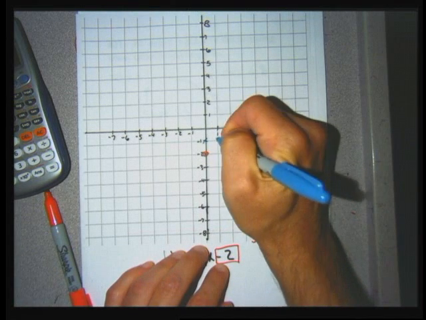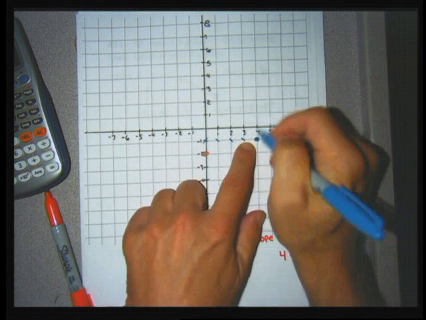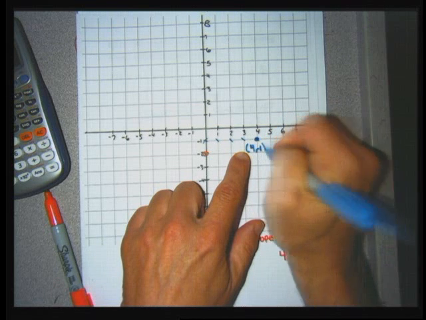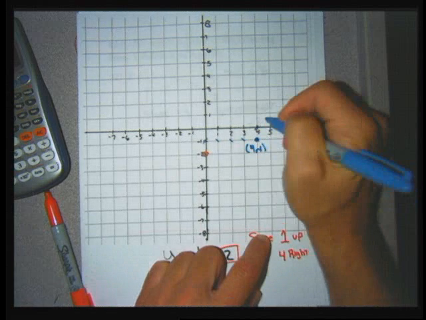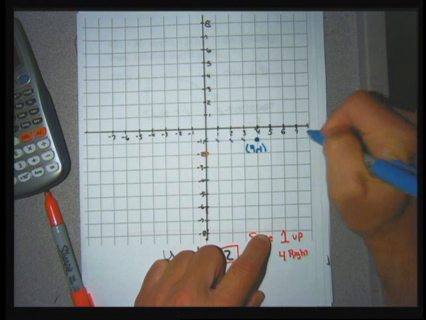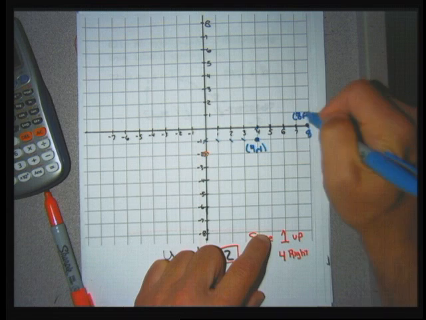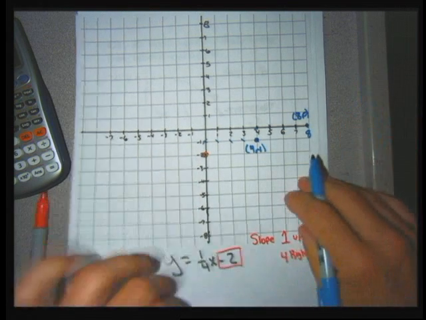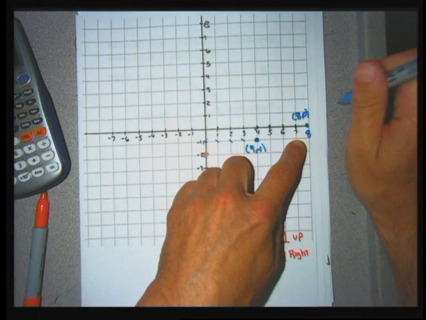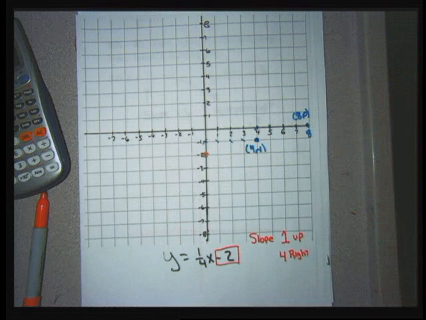So up 1, right 1, 2, 3, 4. Get to another point on the graph, which is going to be the point 4, -1. I'm going to do this again. I'm going to go up 1 and right 1, 2, 3, 4. Takes me to the point 8, 0. I said label at least 4 points. I'd like to go up 1 again and over 4 again to the point 12 comma 1, but I can't because I'm out of room.